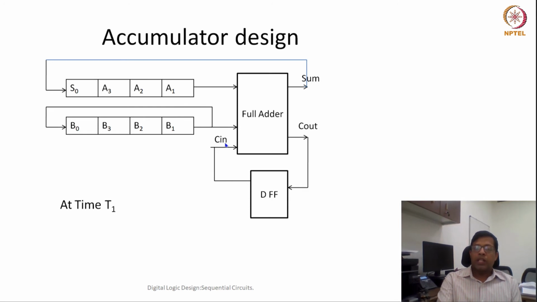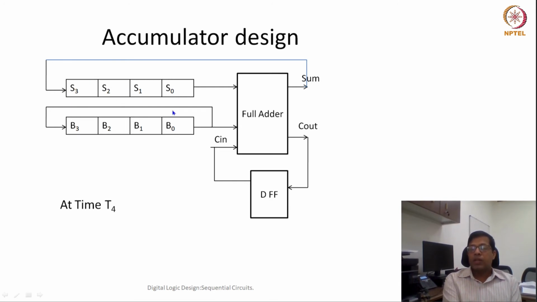Then by the end of this clock cycle, we will have S0 shifted to the right, S1 would be the most significant bit, and similarly B1 will become the most significant bit, and A2 and B2 would be the least significant bits. C out and C in would behave in the same way. So similarly after T3 and T4, you will have all the 4 bits here as the sum.